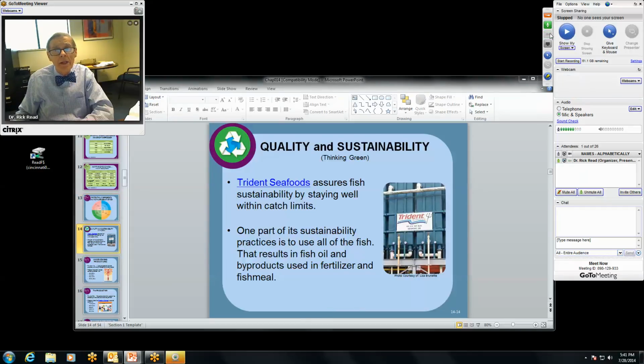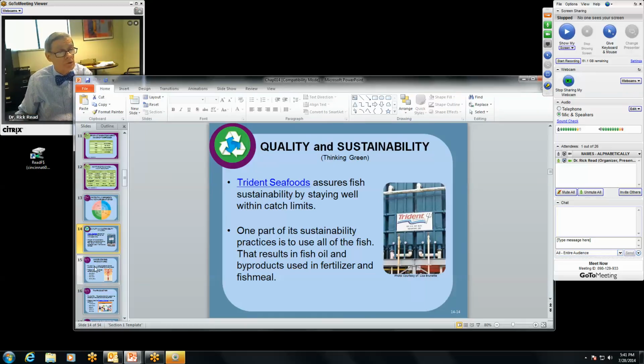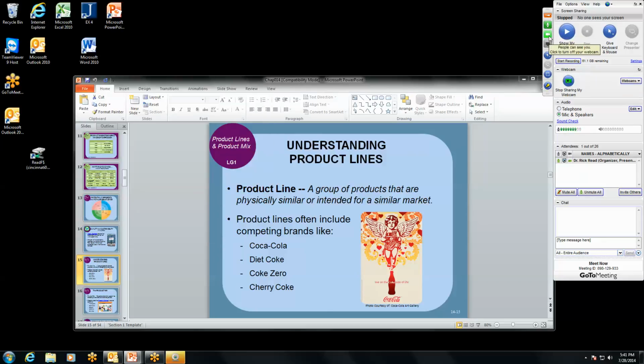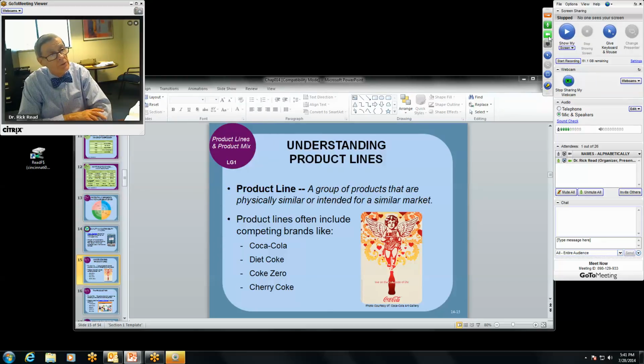Quality and sustainability are certainly two things that we think about. This is talking about a company called Trident Seafoods and what they do to market. They're marketing on quality and sustainability. Notice they say within catch limits and things of that nature, to help the fish reproduce and stay at levels that are not depressed. You're only catching mature fish as opposed to immature fish.